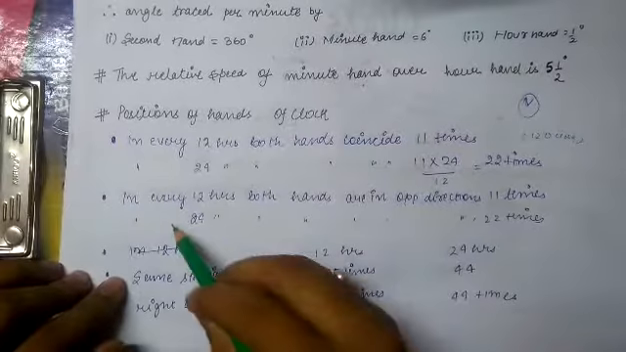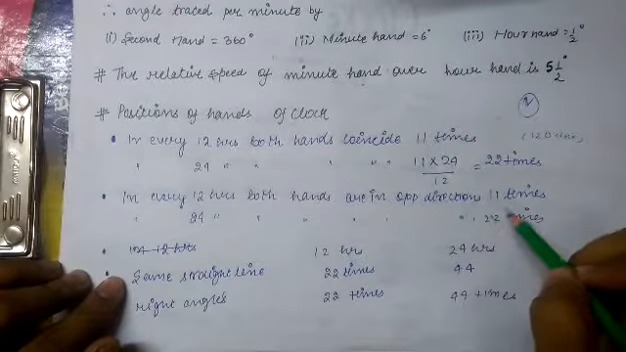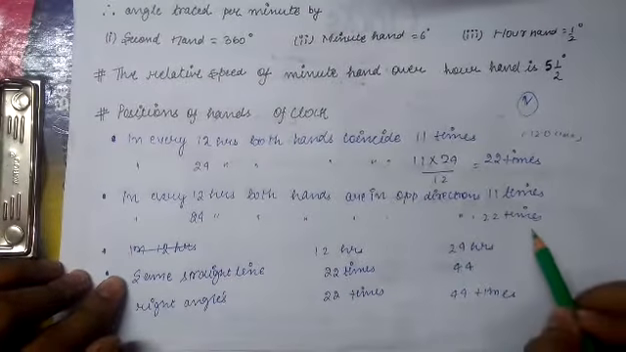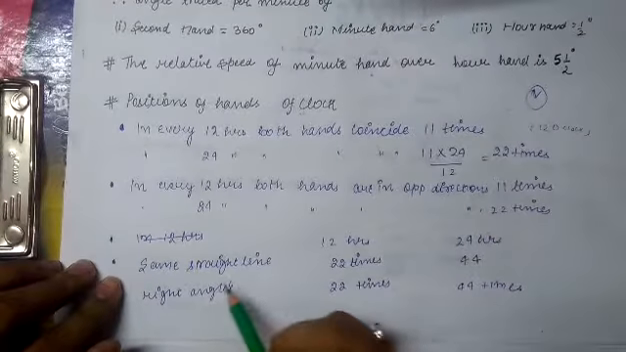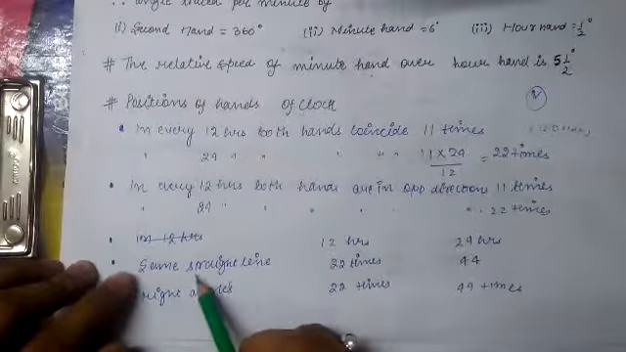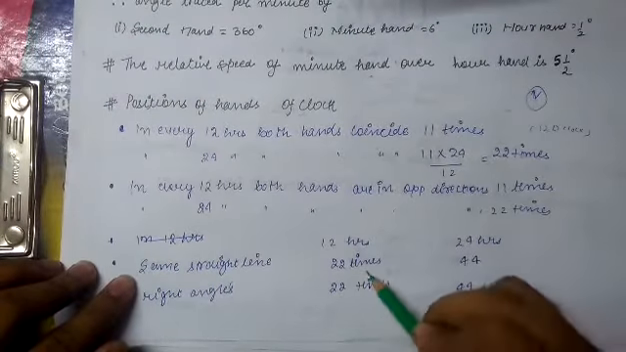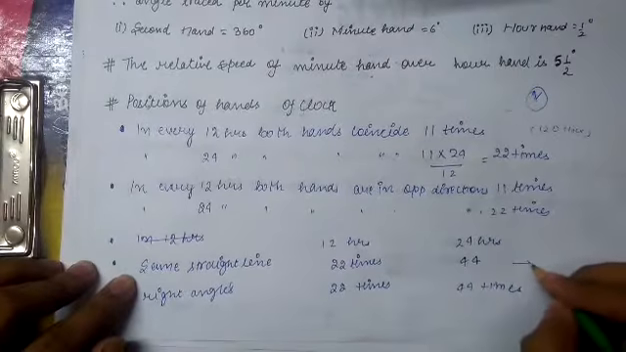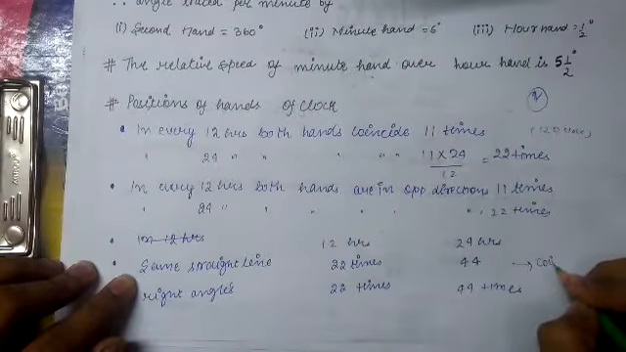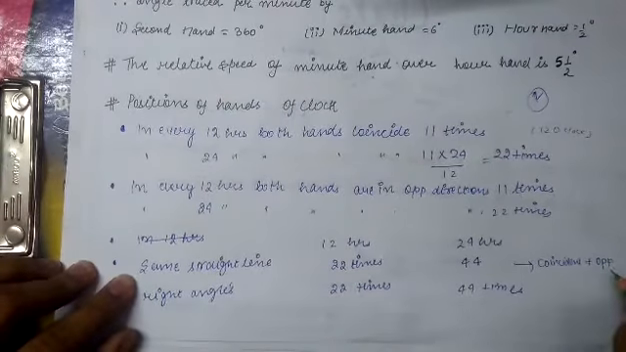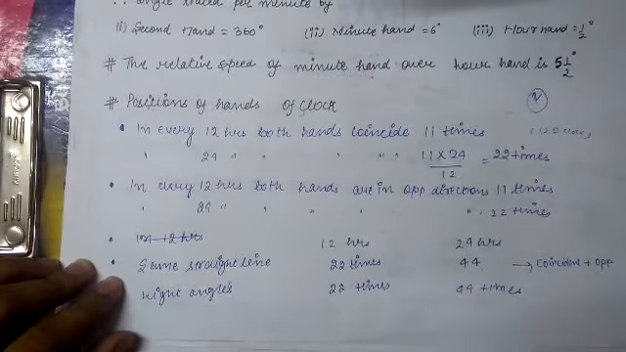Again, in every 12 hours, both hands are in opposite directions 11 times. So in every 24 hours, both hands are in opposite directions 22 times. So the hour hand and the minute hand are in the same straight line 22 times in 12 hours, and 44 times in 24 hours. Same straight line means they are coincident plus opposite directions, because in both conditions they are in the same straight line. At right angles, it is 22 times and 44 times respectively.